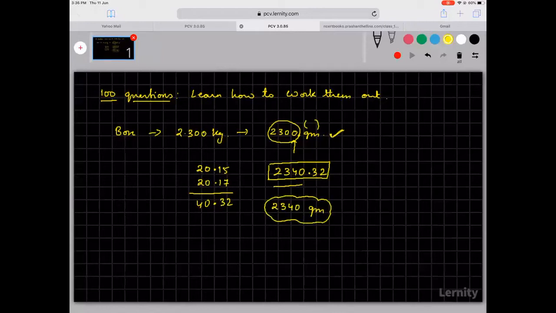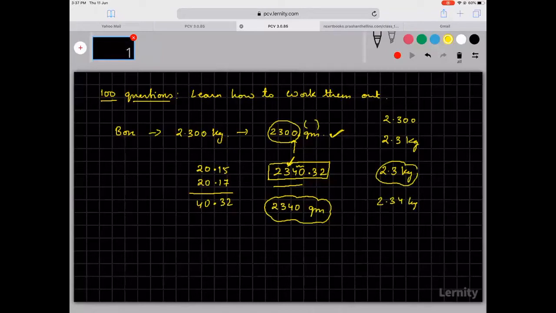Now I change the question a little bit. Instead of 2.300 kilogram, suppose they had said 2.3 kilogram. Now the quantity is precise only to this level, so these two are also not known exactly. The answer also has to have the same precision as the least precise data. So the answer will continue to be 2.3 kg and it will not be 2.34 kg.